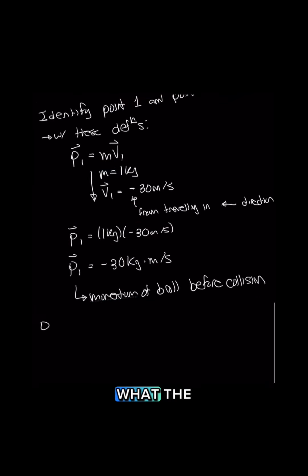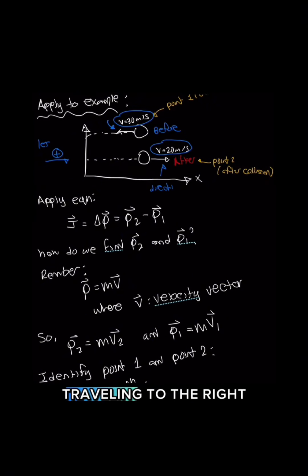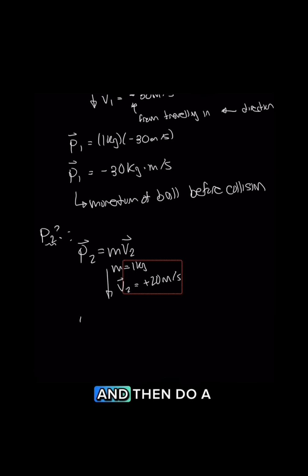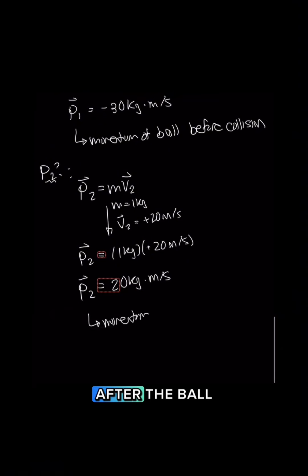We can look at what the momentum is at point 2 by identifying that mass is still equal to 1 kilogram, and then v2, if we look at our diagram here, is going to be 20 meters per second and it's traveling to the right, and with our definition it's going to be positive. So if we plug both these values in and then do a simple multiplication, we get this for the momentum at point 2. So this is going to be the momentum after the ball hits the wall.